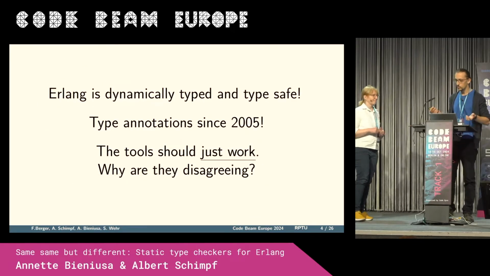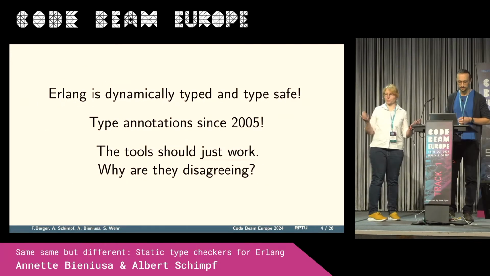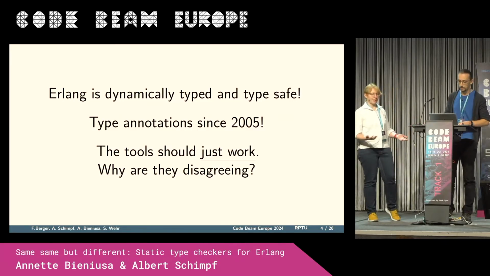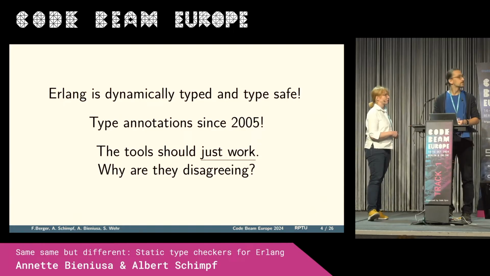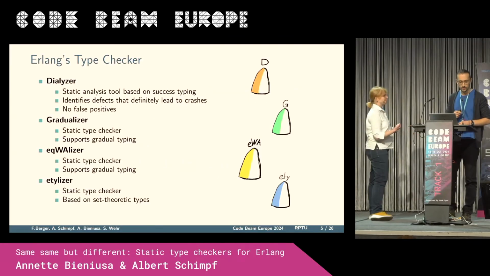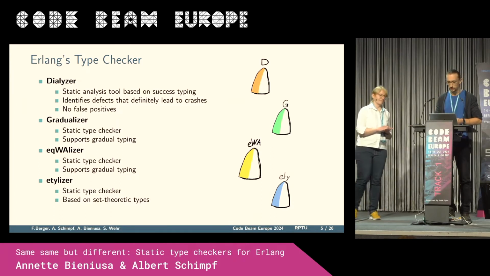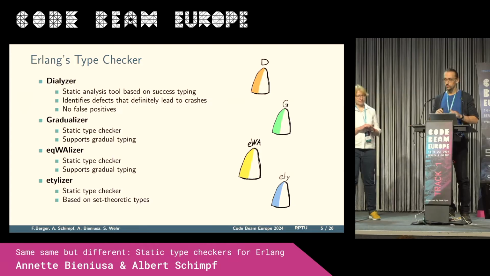So why? The tool should just work, right? We have a language specification. We have a specification of how types and function annotations and so on should work. Shouldn't all the tools spit out the same answer? And for that, we will take a look at all the tools in our ecosystem and figure out what they are going to say. We have 4 tools right now.